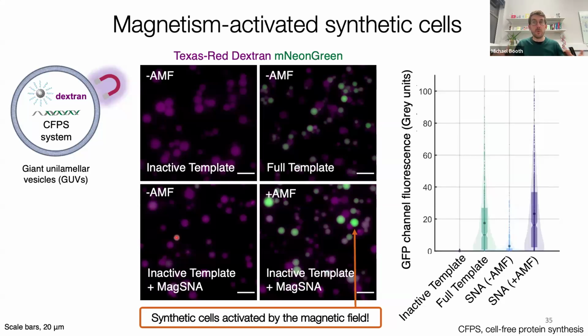Then we can obviously just put all of that into SNAC cells, just like we did with light systems. So now we've got the SNAC cells with the fluorescent dextran, the inactive template and the SNAs. In this case, without a magnetic field and with the inactive template, obviously we get no expression. With the full template, we get expression, but now with the magnetic SNAs and the inactive templates, just like we saw in bulk, without a magnetic field, we get a really good off state. And with a magnetic field, we turn on the transcription translation. So this is now SNAC cells that are activated by a magnetic field.